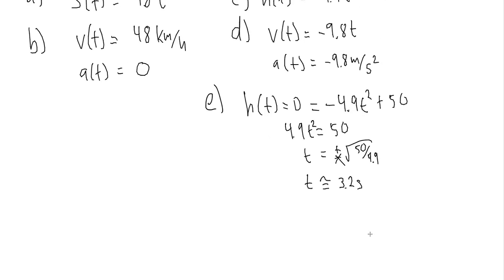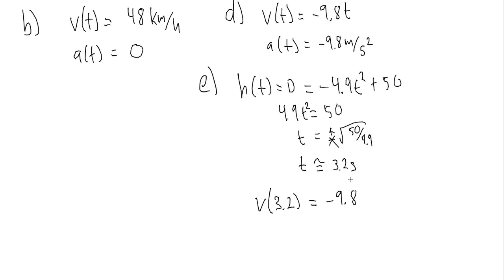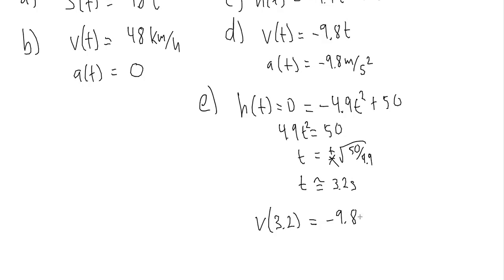So now if I want to find the impact velocity, or the velocity when it hits the ground, that gives me v of 3.2. And I plug that into my velocity equation here. So that gives me negative 9.8 times 3.2, which is roughly equal to 31.3. And it is indeed negative meters per second, so it's hitting the ground at negative 31.3 meters per second.